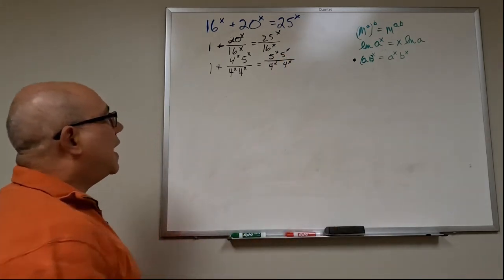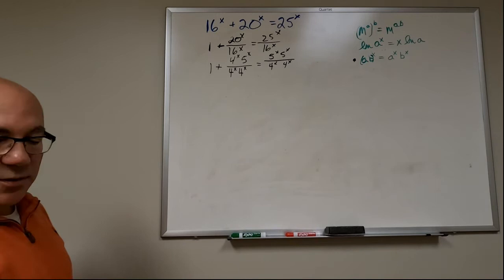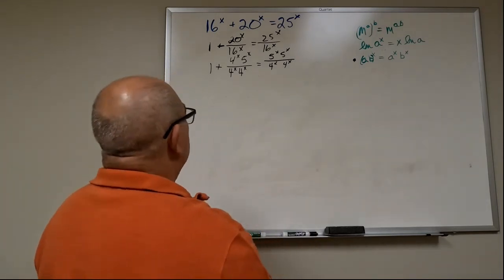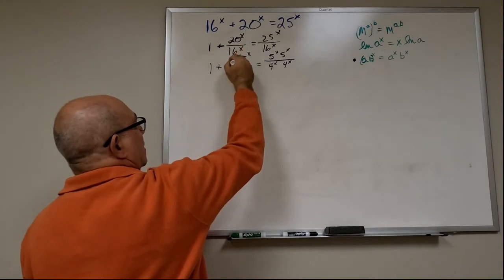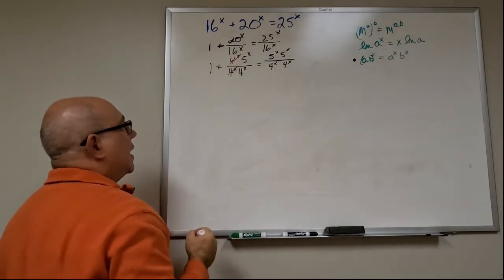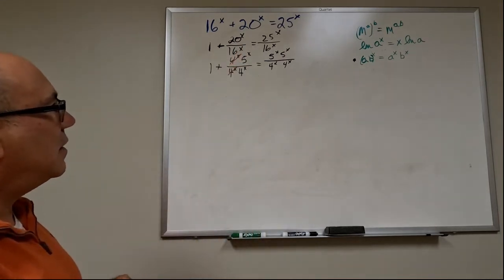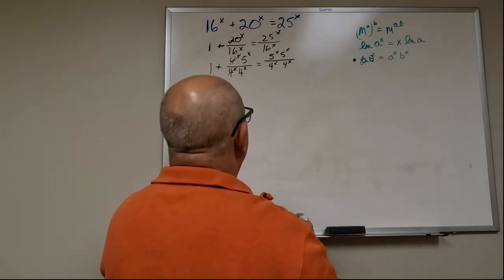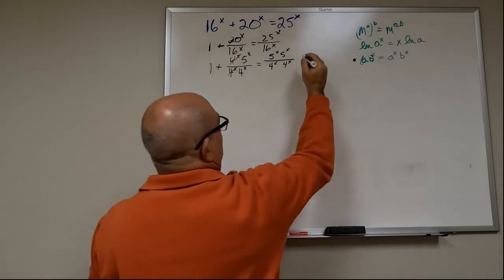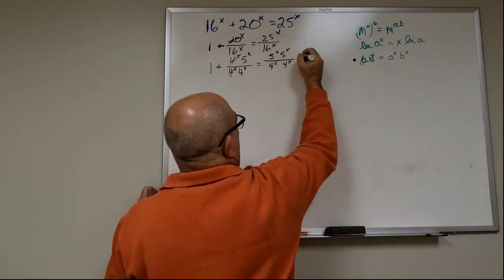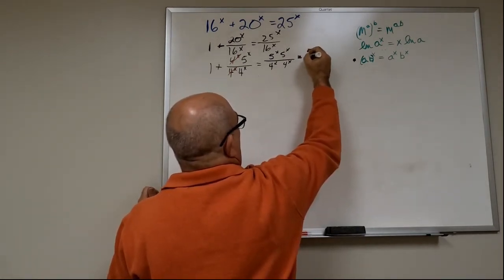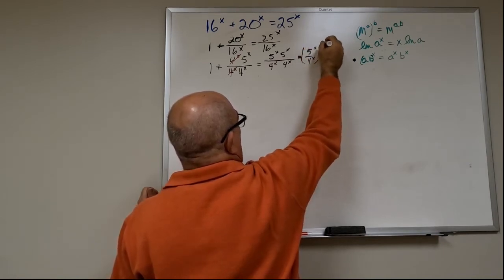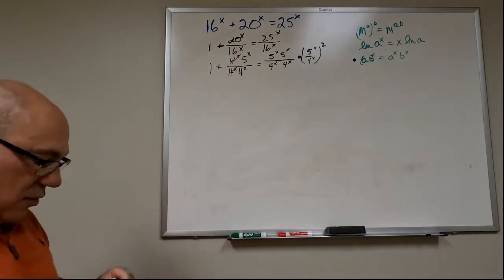Okay, so now we can do some simplification. We can cancel these 4 to the x's. And if we look at this, really, this is 5 over 4, each to the x, squared.